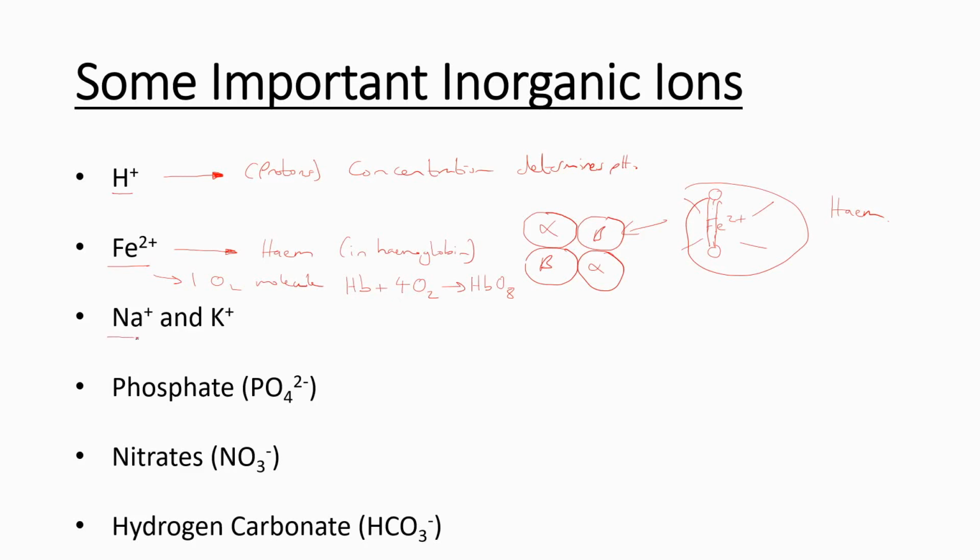Sodium and potassium. Now, sodium and potassium are very important because they are ions which are actively transported by the sodium potassium pump. And I'm going to look at the uses of this in a moment. Also, phosphate. The formula for phosphate is PO4 3-. Nitrate, NO3-, and hydrogen carbonate, or HCO3-. All these are important ions. Let's look at these more closely.